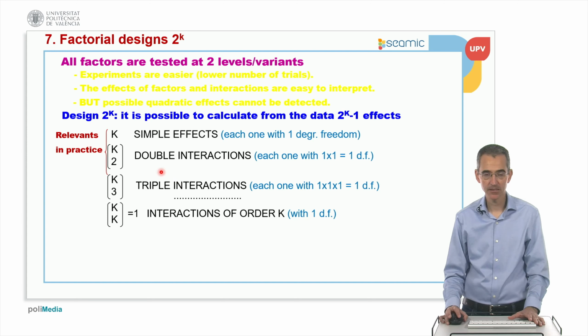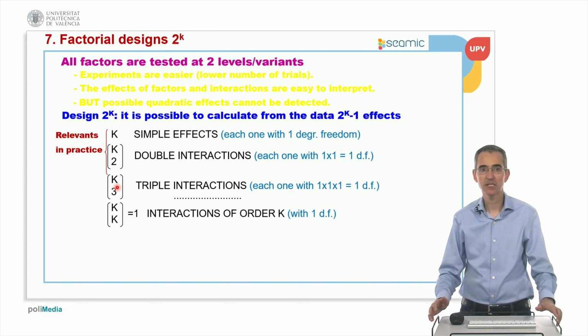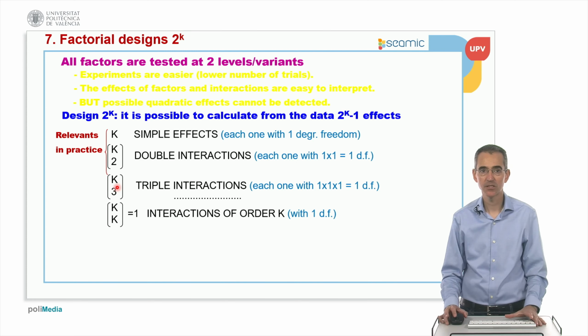So in practice, triple interactions are not very common. In some cases they can appear, but this is not very often. What is much more often is to have significant effects for simple effects and for double interactions.